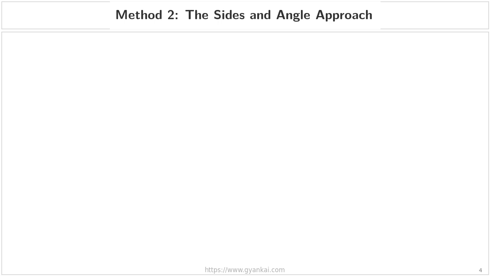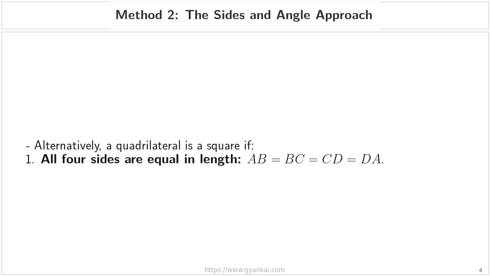Method 2. The sides and angle approach. Now, while the first method we discussed focused on comparing the diagonals, there is an alternative approach you can use, which focuses on the internal angles of the shape. To prove a quadrilateral is a square using this second method, we need to satisfy 2 specific conditions. First, just like in our previous method, you must verify that all 4 sides are equal in length, specifically, that the length of side AB, BC, CD, and DA are all identical. This step, as we noted earlier, confirms that the figure is at least a rhombus.